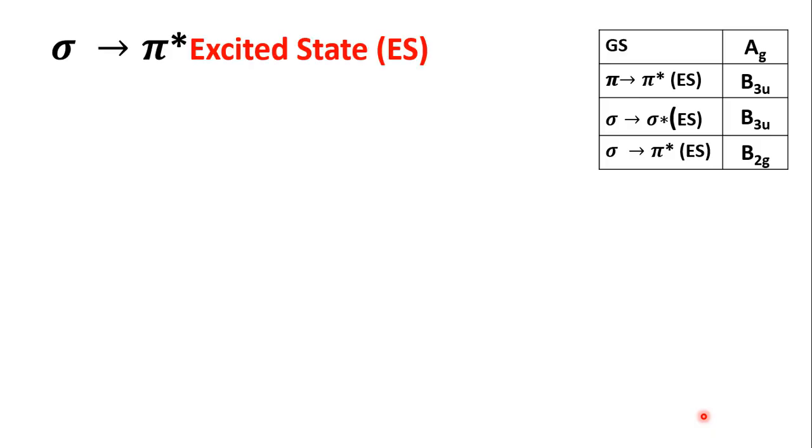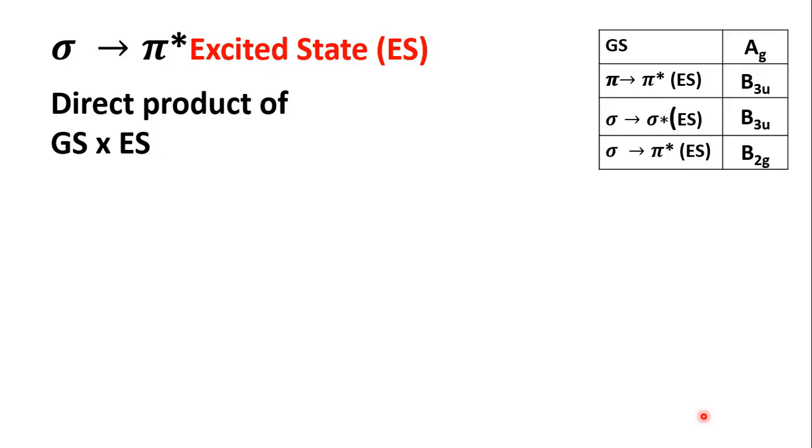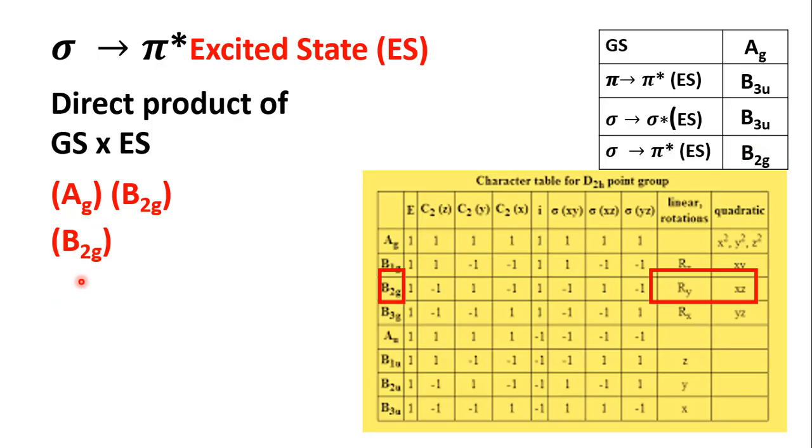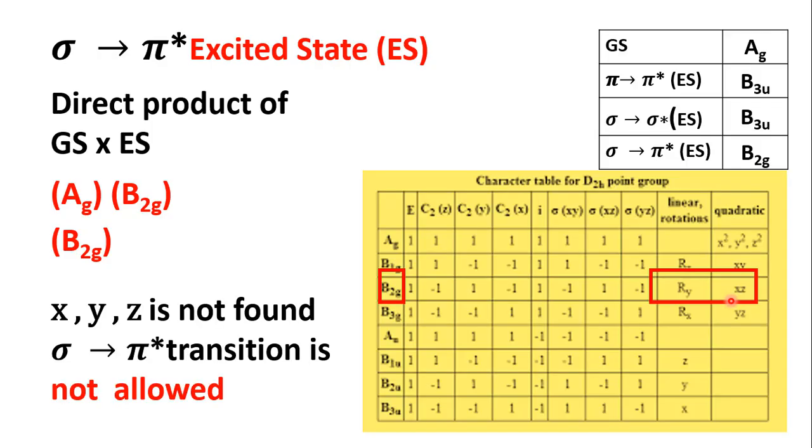Next we come to the sigma to pi star excited state. Take the direct product of ground state and excited state. Ground state is Ag and the sigma to pi star excited state is B2G. Here we substitute B2G. Ag is all positive characters. And if you take the product, it's once again B2G. And look at the character table. Against B2G, you find xz, but you don't find x or z. And since you don't find x, y or z, the sigma to pi star transition is not allowed.